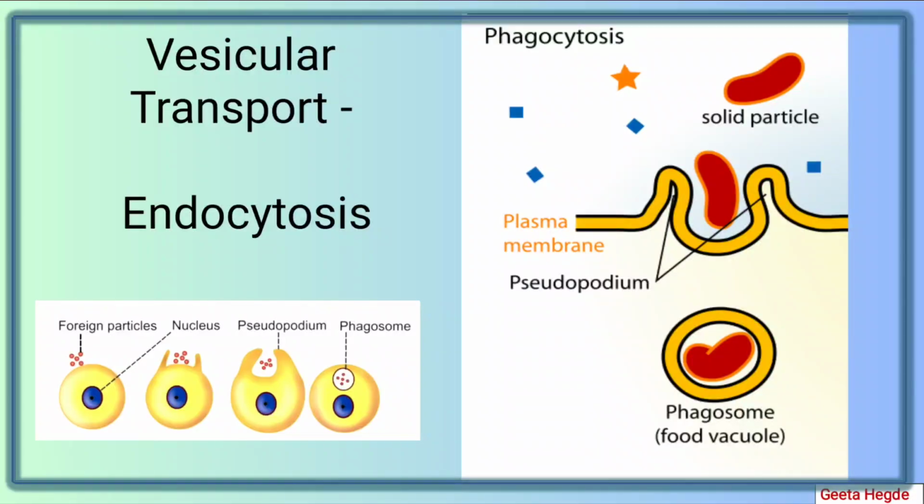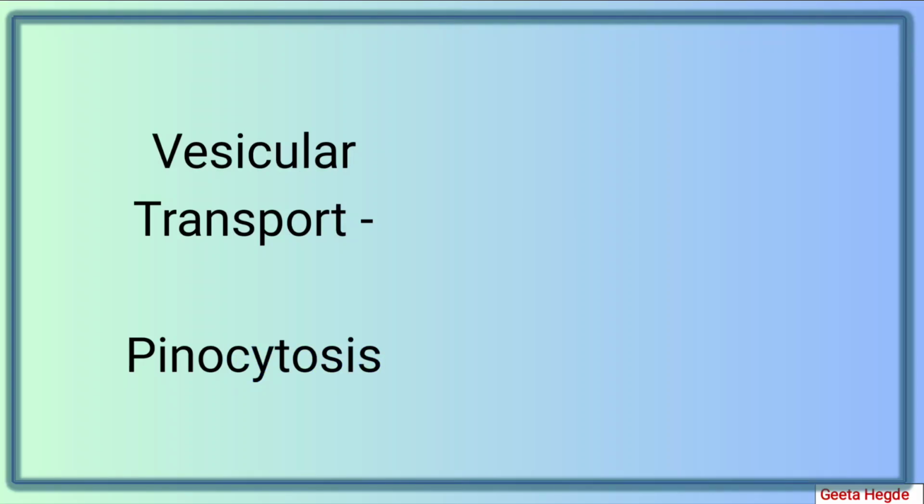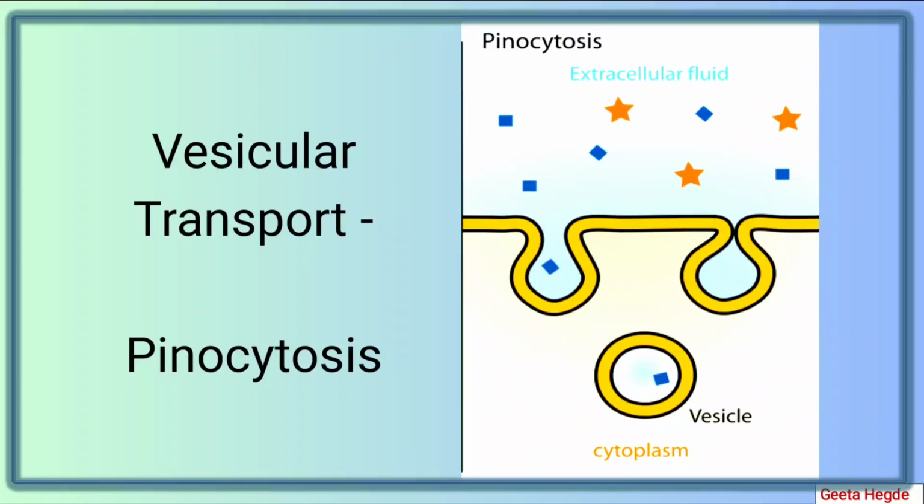The second type of vesicular transport is pinocytosis. Pinocytosis is also known as cell drinking. So the process is, the cell membrane invaginates, as you can see in the first step, to form a small vesicle. This vesicle contains extracellular fluid and dissolved substances. Then these vesicles are internalized. For example, cells absorb extracellular fluid and nutrients. Okay, so this is known as cell drinking. Phagocytosis is cell eating. This is cell drinking.